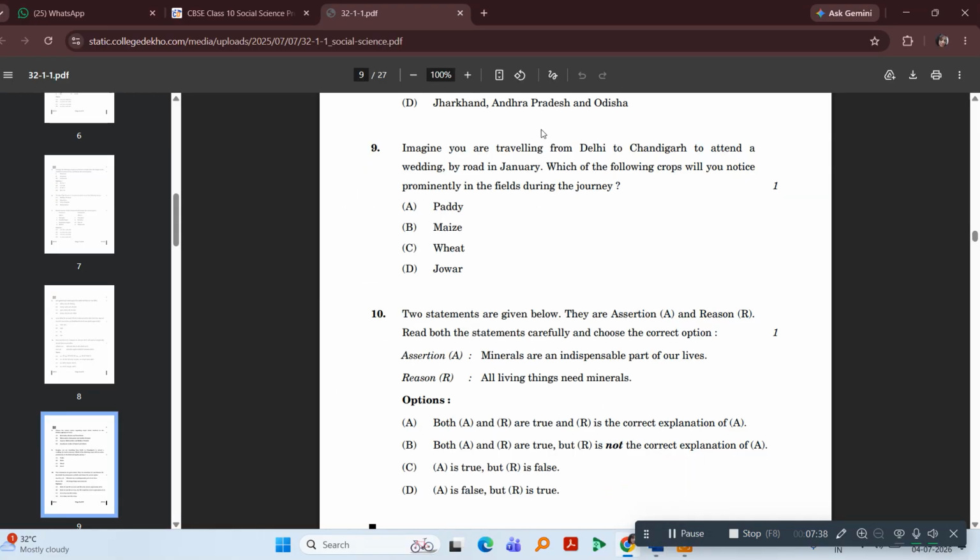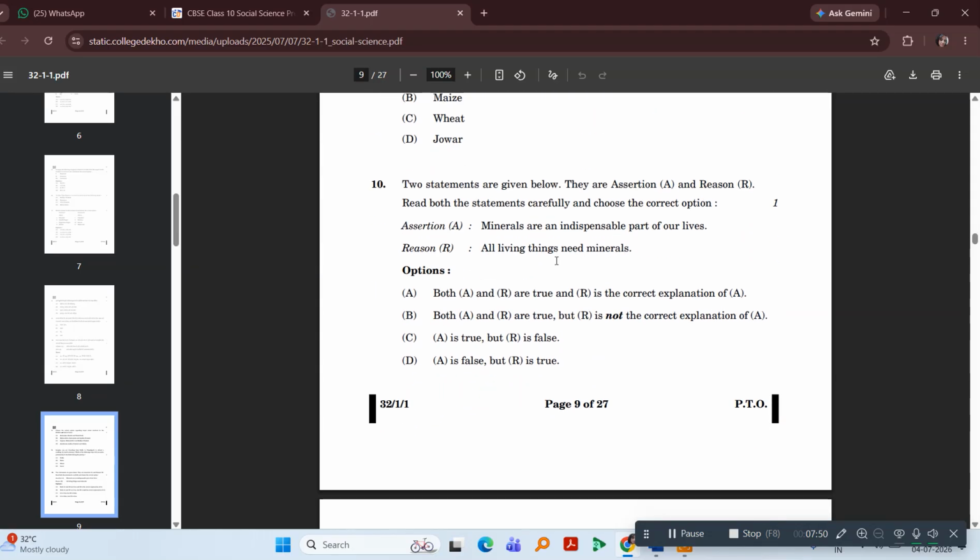Whenever you are traveling from Delhi to Chandigarh to attend a wedding by road, that too in the month of January, you can witness wheat in the fields during your journey.